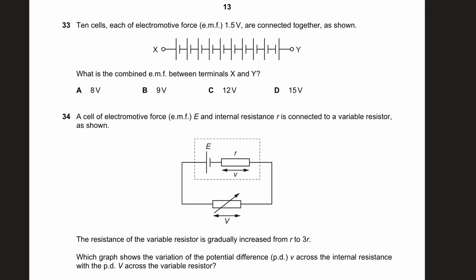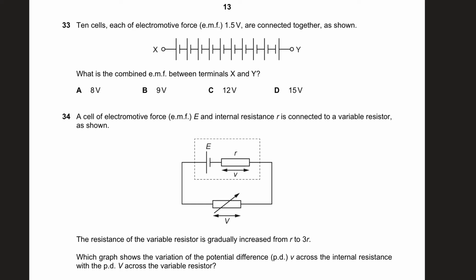Question 33. 10 cells each of EMF 1.5 volts are connected together as shown. What is the combined EMF between the terminals X and Y? Now students are prone to make this mistake. They may say that one cell is 1.5 volts, it's 10 cells connected in series, so it should be 1.5 multiplied by 10, 15. That I believe could be the most common incorrect answer.